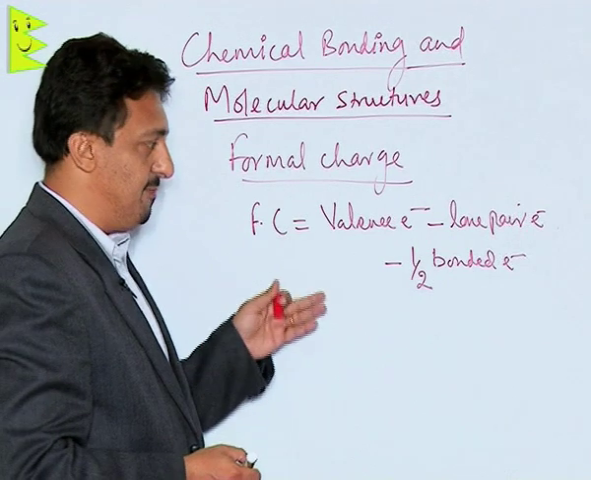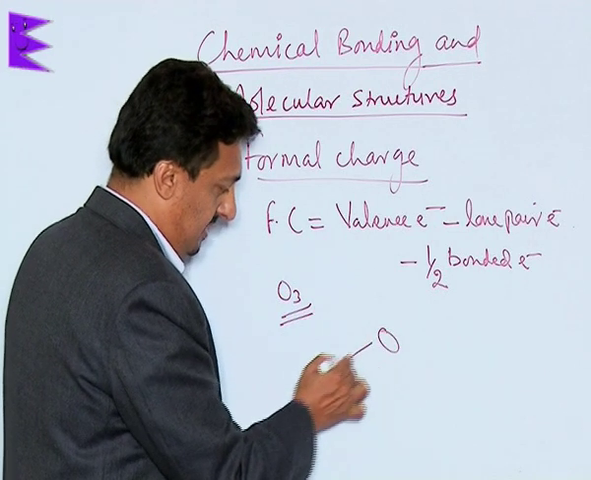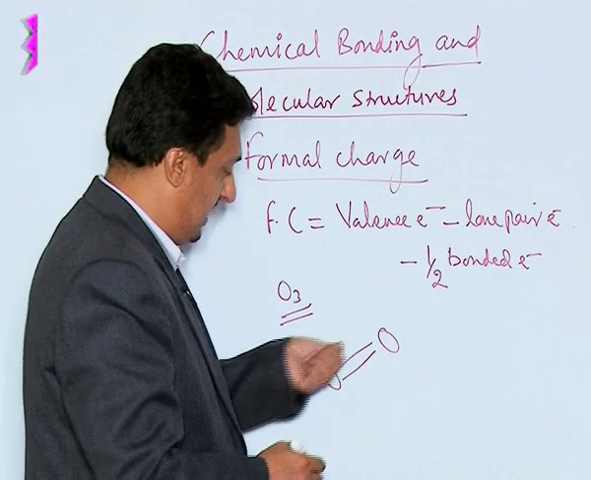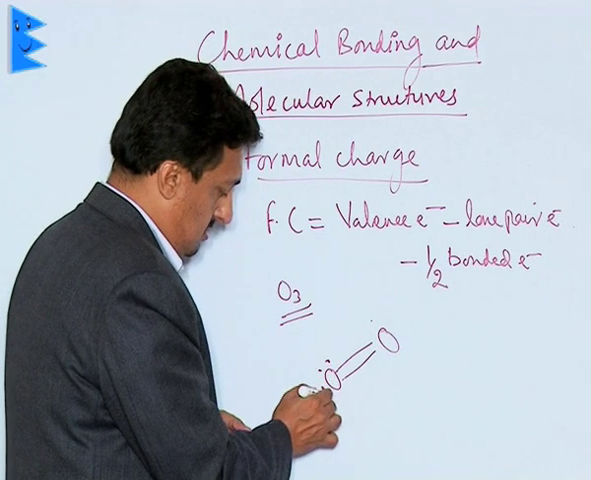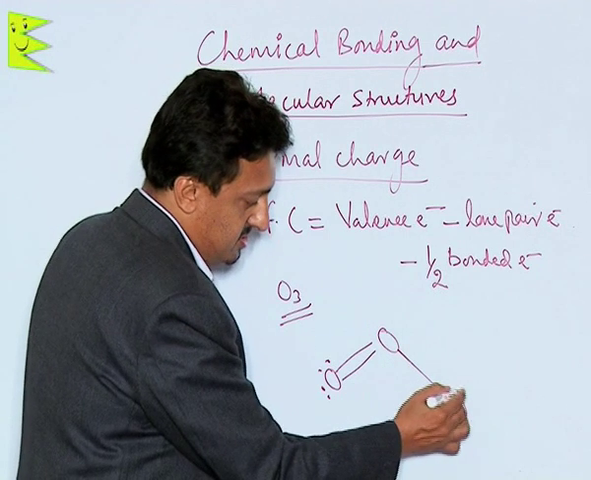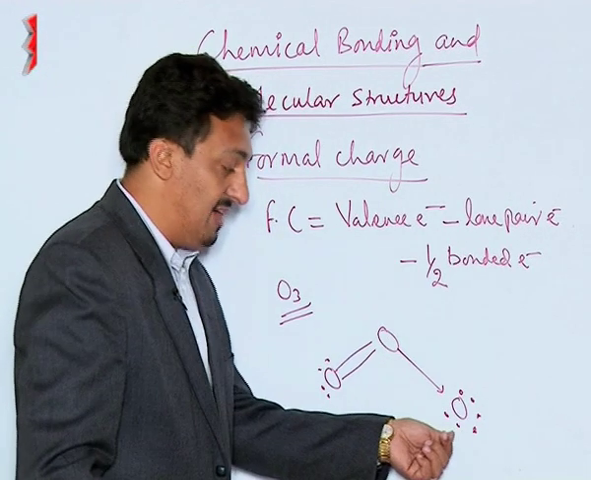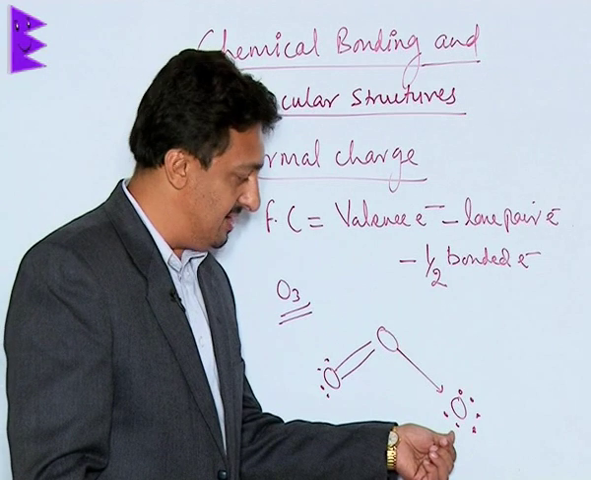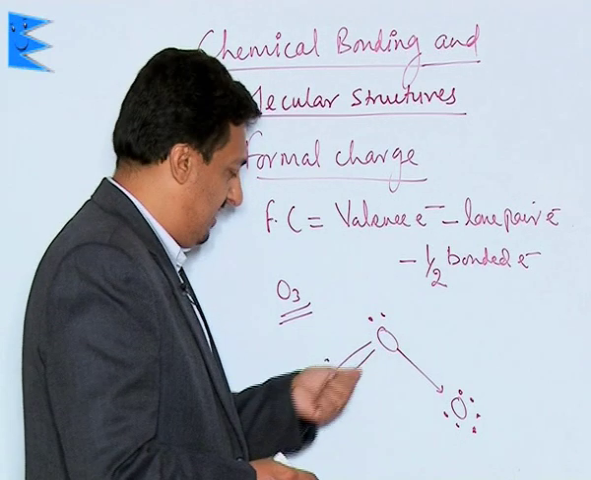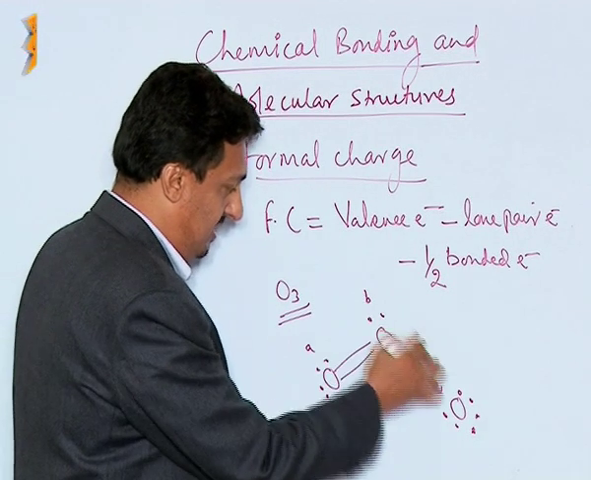Now let us find out with the help of this formula the formal charges on molecular species. Let us take the example of ozone again. As I have explained to you, two oxygens have a double bond between them, and one of the oxygens forms a dative bond with the third oxygen atom, as a result of which the acceptor has all of its six electrons intact in the form of three lone pairs, and the donor is left with only one pair. Now let us find out the formal charge on these oxygen atoms, which let's name A, B and C.